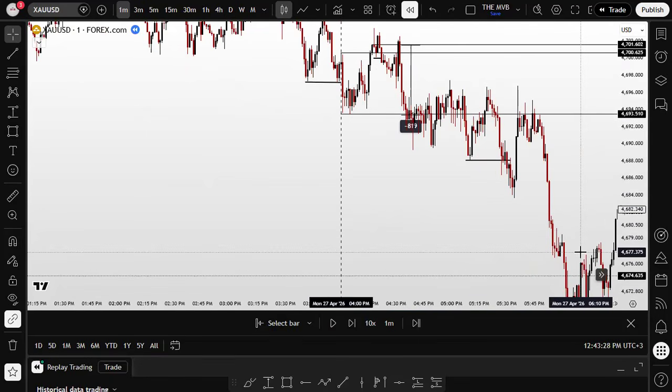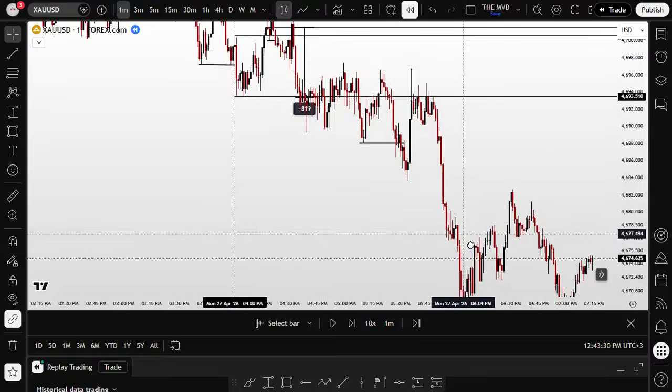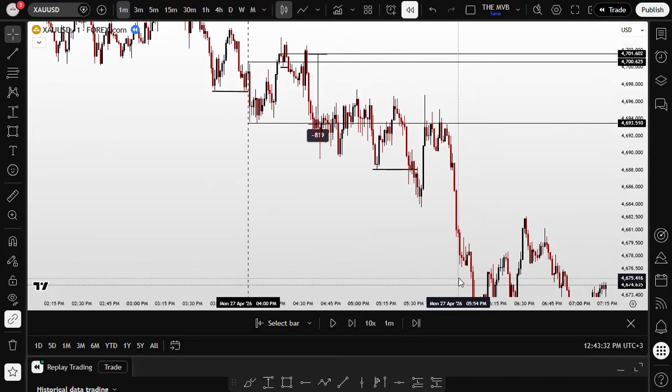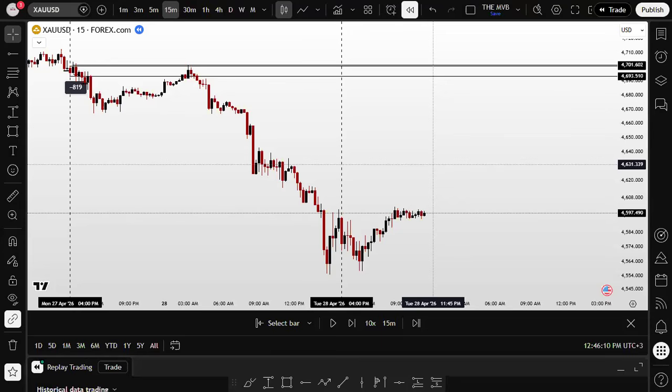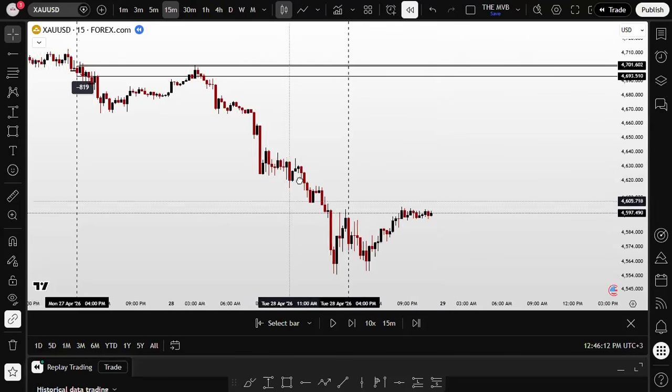Within the first 2 hours of the session, you already get a lot of entries, but you used this point of interest as your area to consider for you to take those entries. Let's see another example. All right, so the next day now. All right, the next day.